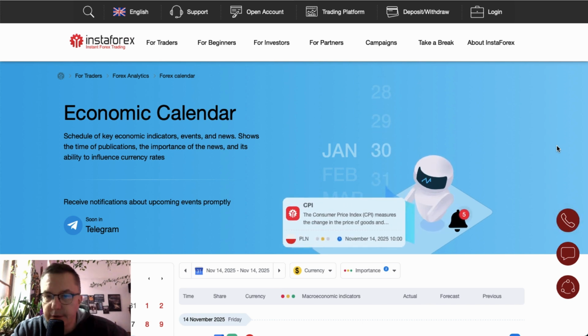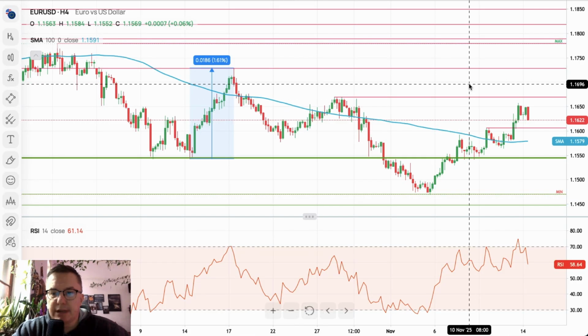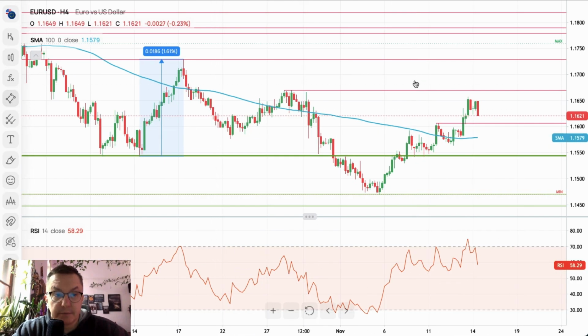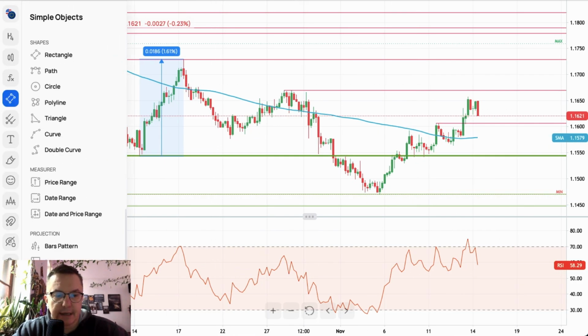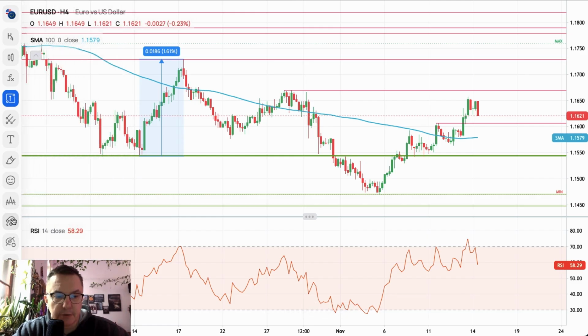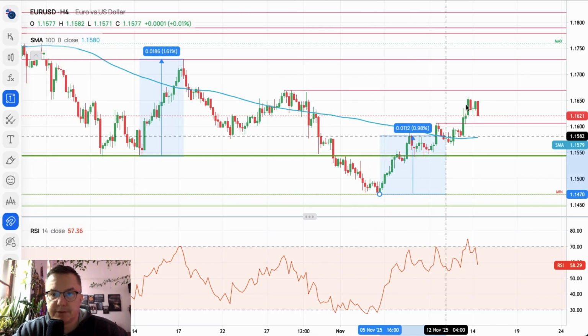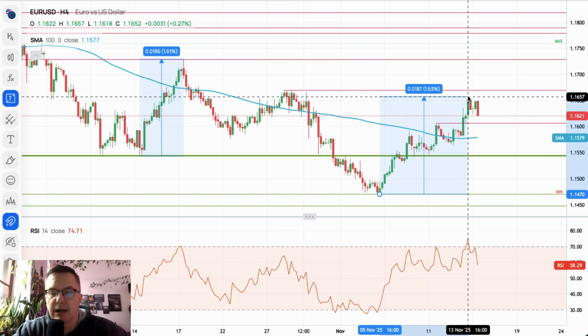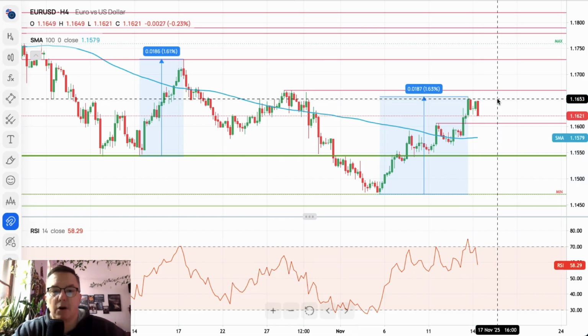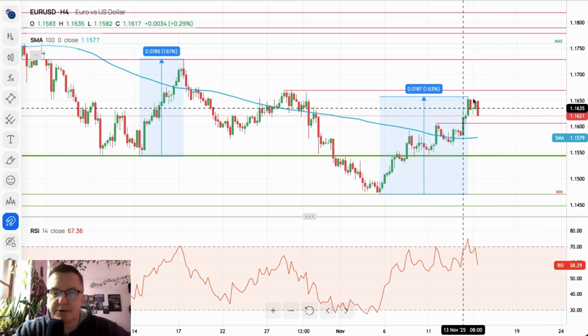We start obviously with euro dollar. On the four-hour time frame chart, the euro dollar extends the movement to the upside. Let's take a look with our price range tool. How much did we make? A recent correction was 1.61%. Now we have 1.63%, basically the same correction to the upside.